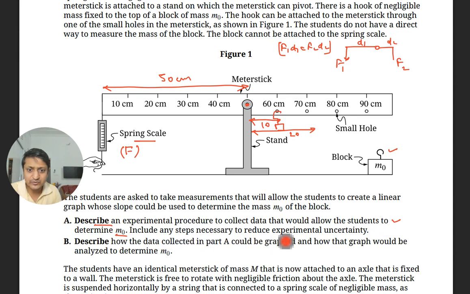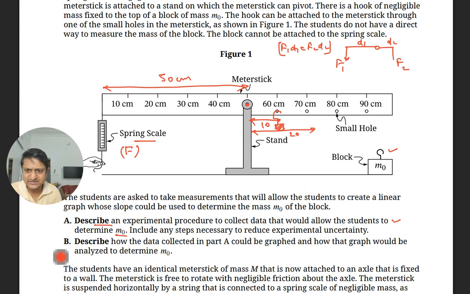Include any step necessary to reduce experimental uncertainty. This is also very important because it also has one point. So for this you have to say that we will take more data. Like for the 60 centimeter hook we have to take more data. The more the data, the lesser the uncertainty. So we will repeat this experiment again and again.